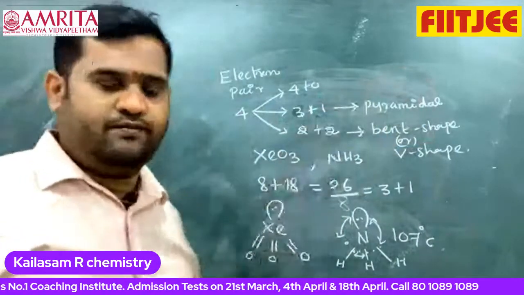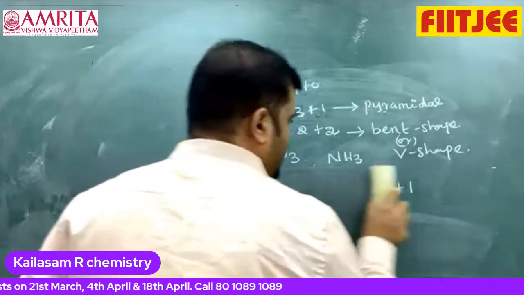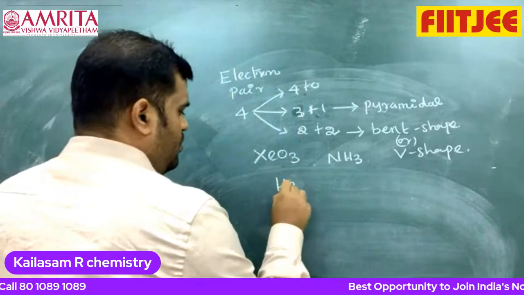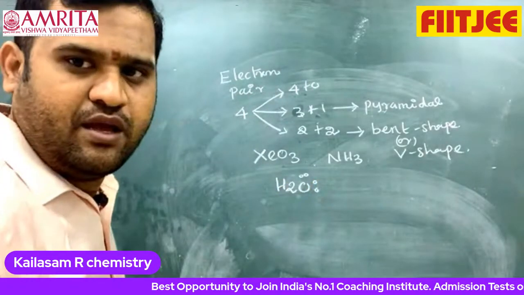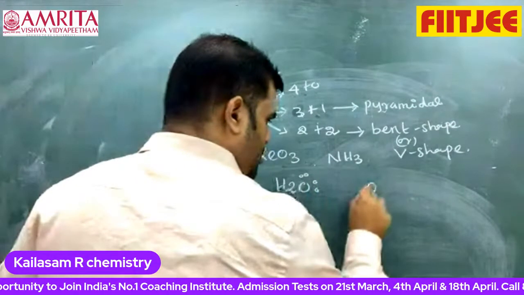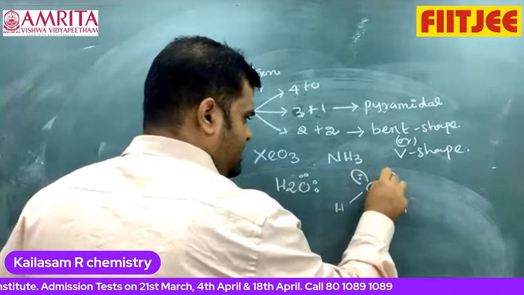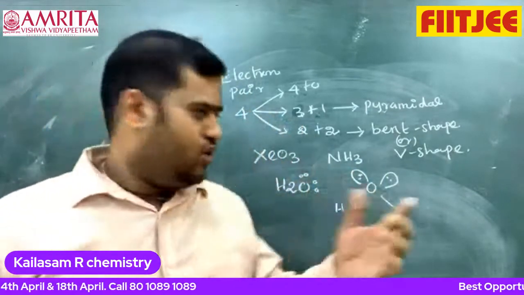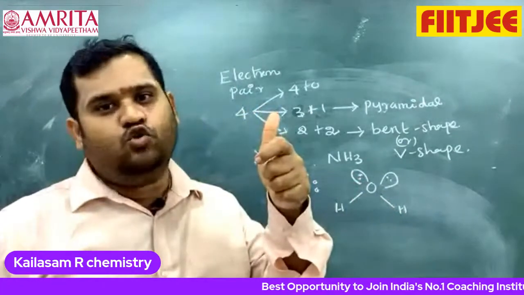Now come to the next one. What about 2 plus 2, sir? Look at this. In this 2 plus 2, I am going with a very simple example, H2O. Here is H, here is H. The oxygen has 6 valence electrons, 2 will be involved in bonding and 4 will remain as 2 lone pairs.